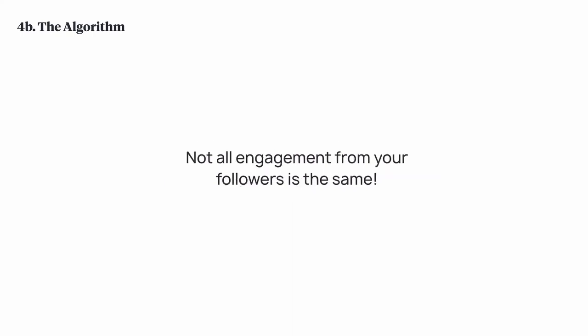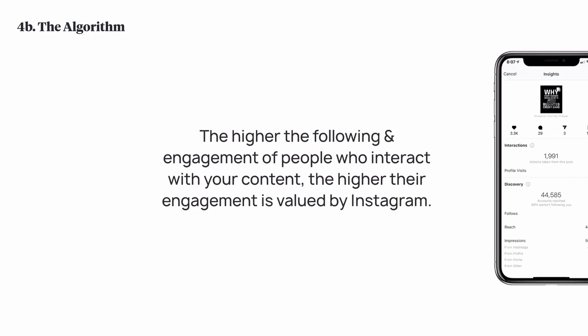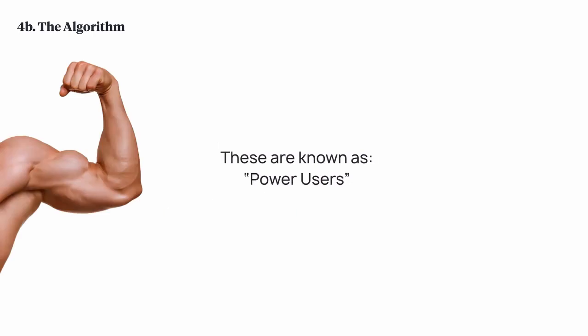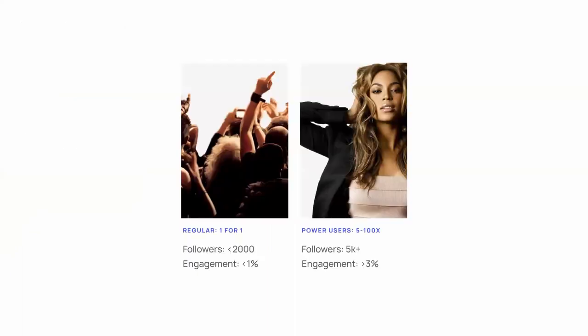And again, not all engagement is the same. The higher the following and engagement of the people who interact with your content, the higher their engagement is valued by Instagram, right? Usually known as power users. That's the reason why if The Rock likes your post, all of a sudden you're going to go viral, right? The more people that follow and engage with that user's posts, when they like your content, it's going to yield higher dividends and tell Instagram to expose it to more people, because those power users think that it's good.